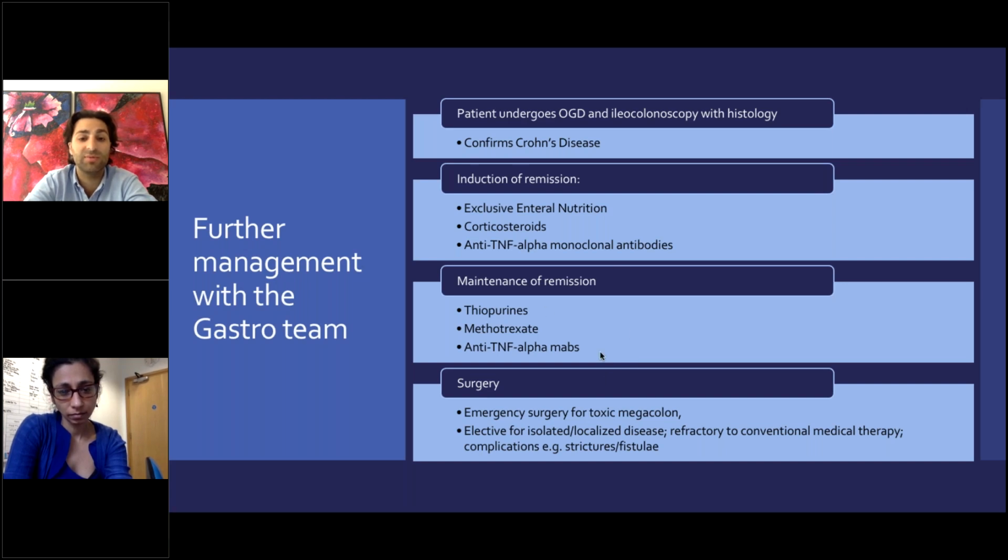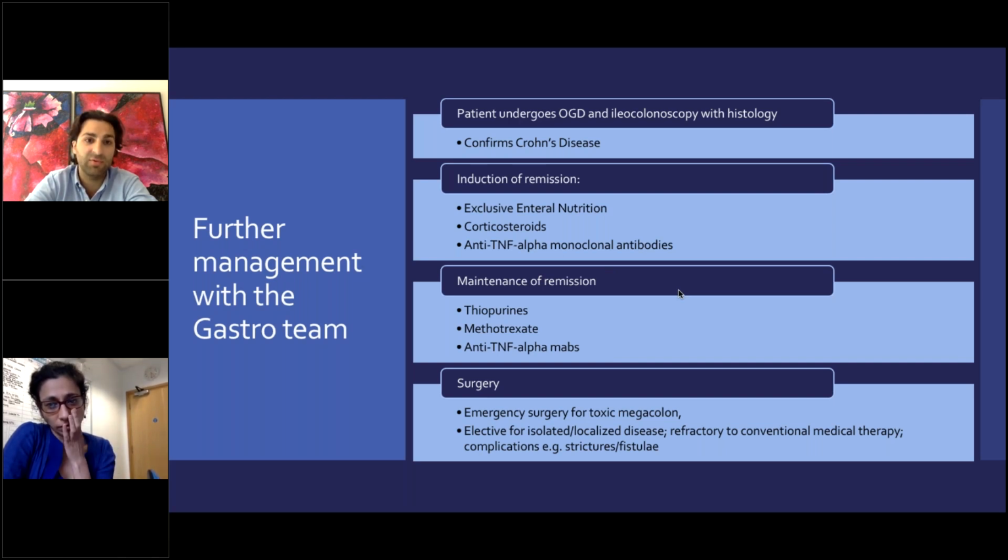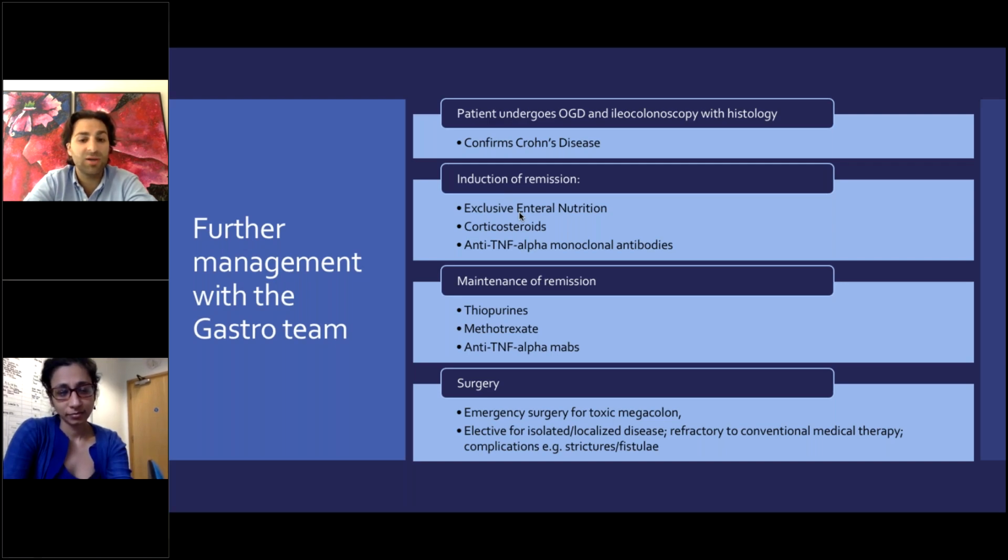There are also treatments used to maintain remission, like thiopurines, such as azathioprine or 6-mercaptopurine, which some of you may know from paediatric oncology. Methotrexate can also be used, and drugs like infliximab or Humira can also be used, as I mentioned, in the anti-TNF alpha monoclonal antibody class. Sometimes patients will need surgery, and that emergency surgery would be needed for complicated or toxic megacolon, which we'll have a look at a bit later. And surgery may also be needed later on or earlier down the line for isolated or localized disease which doesn't respond to conventional therapy, or complications like strictures or fistulae.